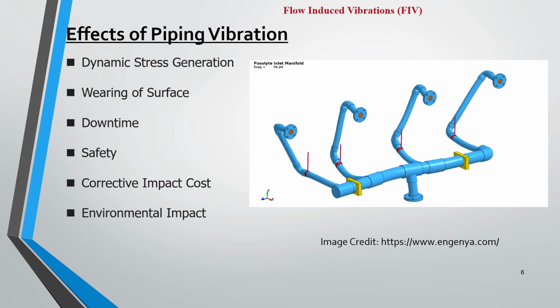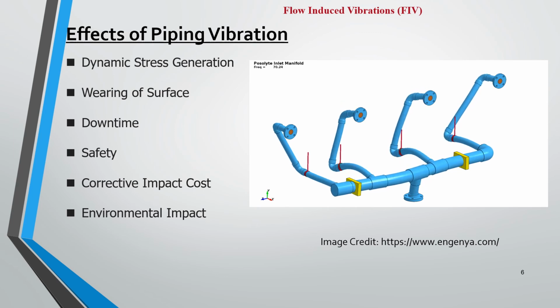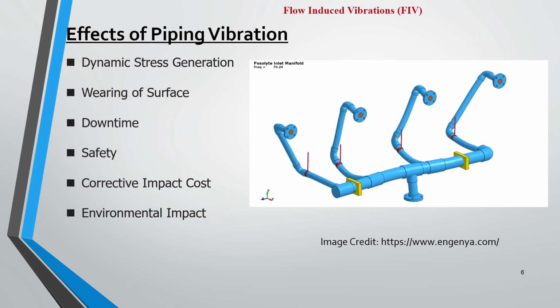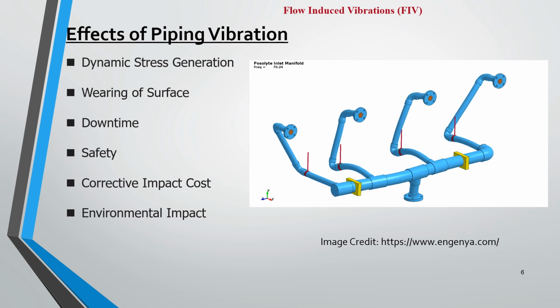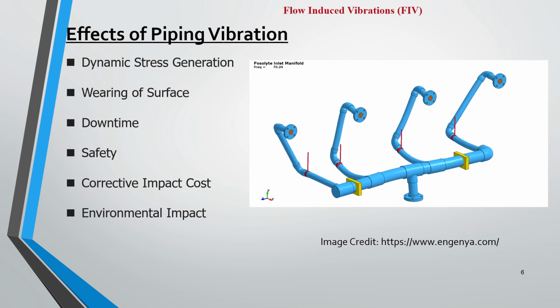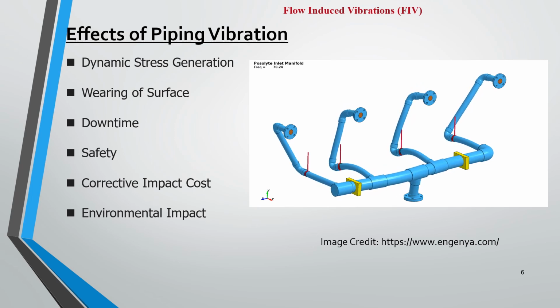impact also. Let's assume that the line is carrying or transporting some hydrocarbons and some leakage happened, and because of that hydrocarbon falls or emits from the pipeline or piping system, which is impacting the environment also. So these are the effects of piping vibration.